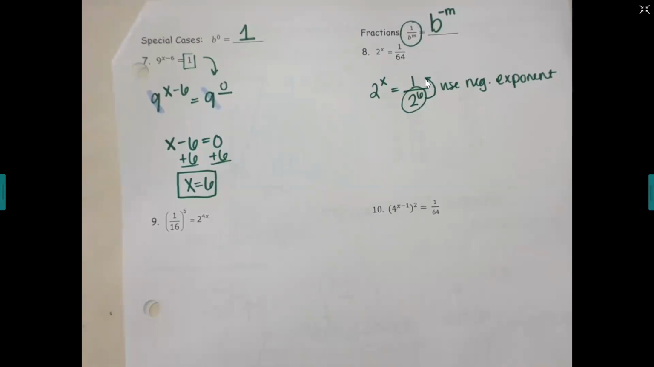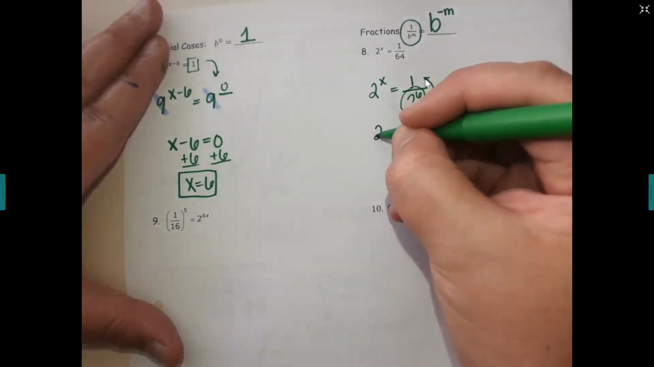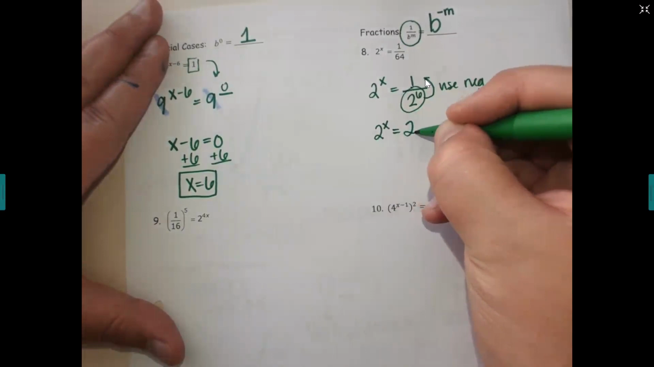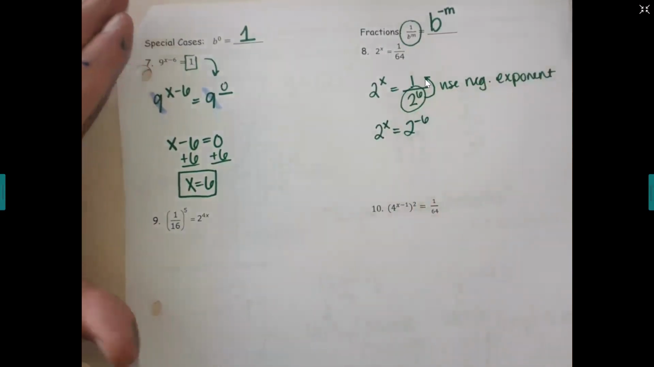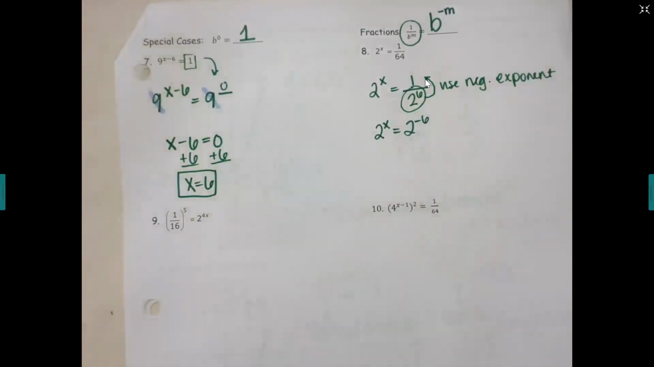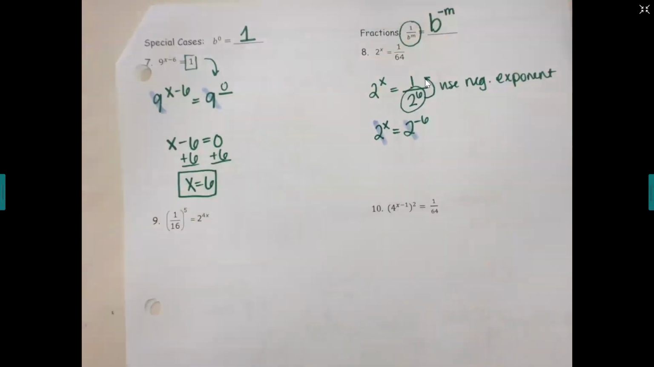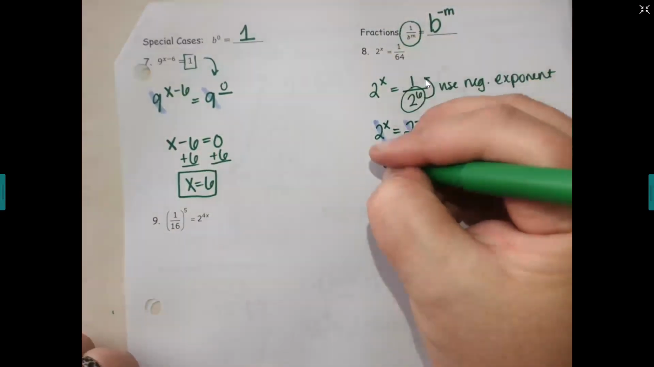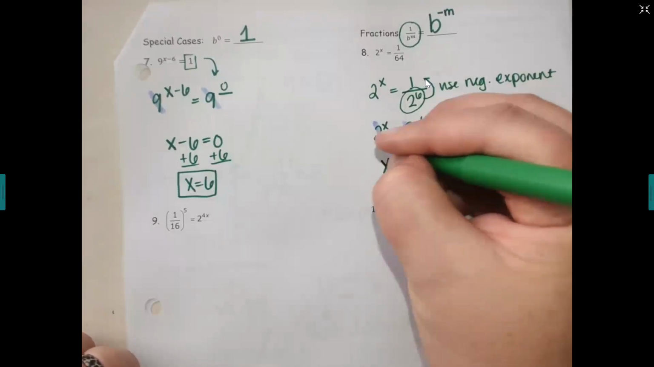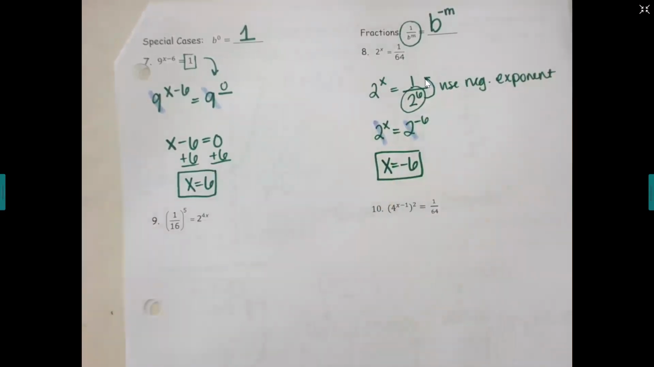Absolutely. So my 2 to the 6 is gonna come up. But now it's a 2 to the -6. So when you drag that 2 to the power up, you just turn the power negative. Then from there, what can I do with those matching 2s? Cross. And then x equals -6. Okay, let's do a couple more of those just to make sure that we got it.